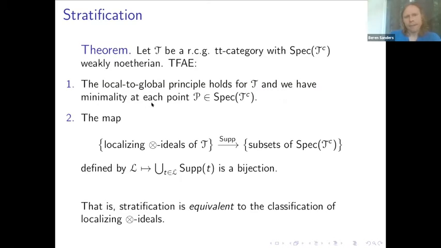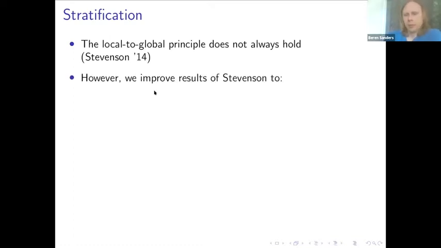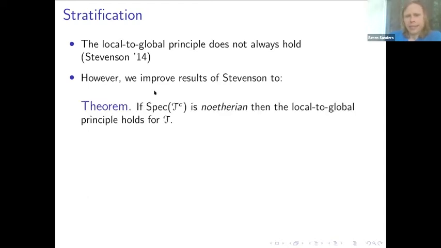Now, the first obstruction to obtaining such a classification is that your category might not satisfy the local to global principle. And indeed, the local to global principle does not always hold. Examples of that have been given by Greg Stevenson. But one thing we do in this paper is we improve some results of Greg's to prove the following theorem, which says that if the spectrum is a Noetherian space, then the local to global principle always holds.